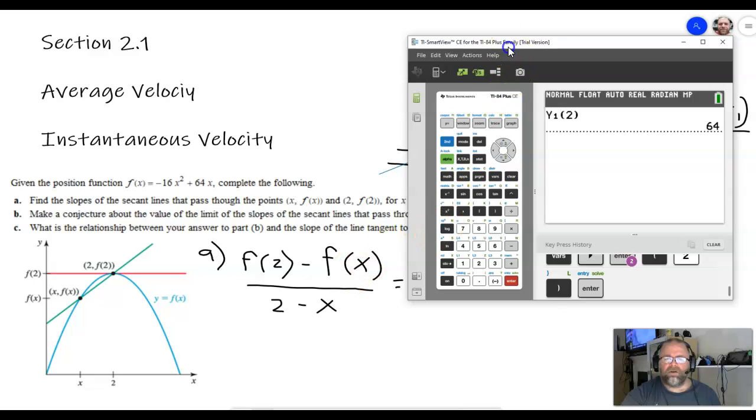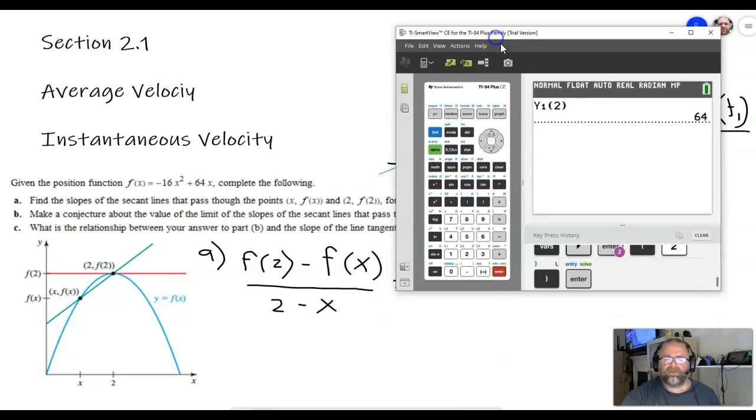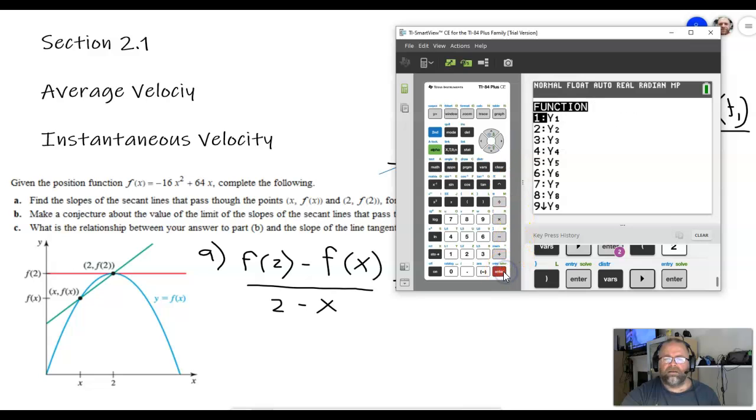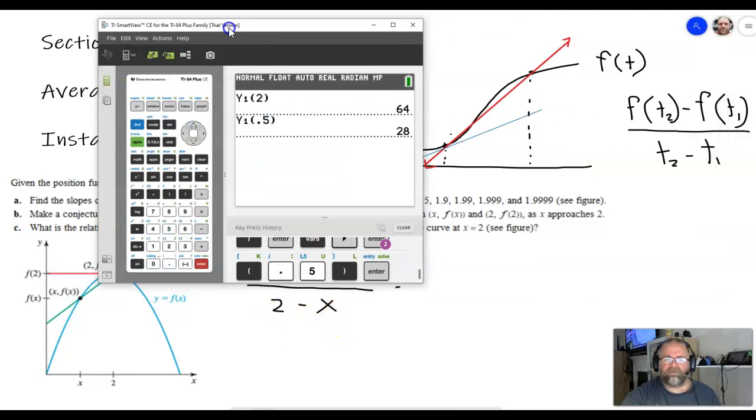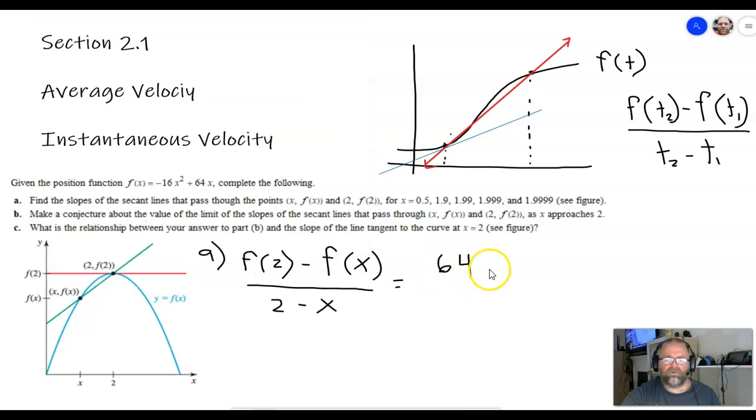And then for f of x, that's going to be 0.5, the first value we're using. So I'm going to do the same thing, except I'm going to put in a 0.5. And that gives me a 28, and then over 2 minus 0.5. So for this very first one, this is going to be equal to 64 minus 28, all over 2 minus 0.5.